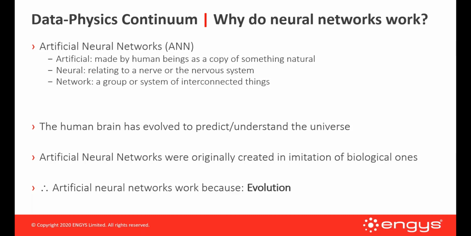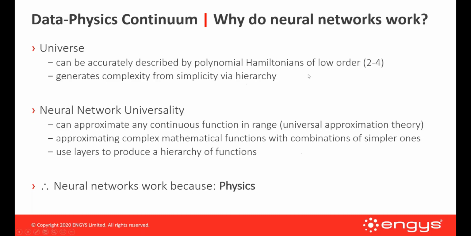Now, if we look at the source of this inspiration, it comes from the human brain, and that obviously has evolved over a very, very long time to predict and conversely understand, to some extent, the universe we live in, so we can interact with it and move around and affect things. And so, because of this, we're basing our artificial neural networks on real ones. We expect them to have some similar characteristics. And so the fact that actual neural networks in our brains work means that artificial neural networks work for a similar reason, and that's because they were evolved to work within this universe that we inhabit.